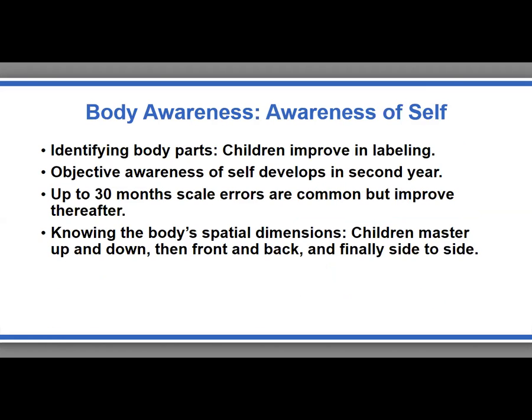Body awareness or awareness of self, identifying body parts. Again, children improve in labeling as they get older. Objective awareness of self develops in the second year. Up to 30 months, scale errors are common but improve thereafter. And knowing the body's spatial dimensions, children master up and down, then front and back, and finally side to side.